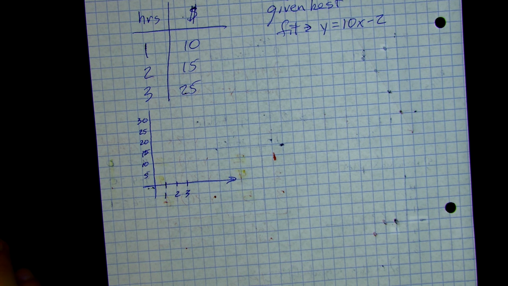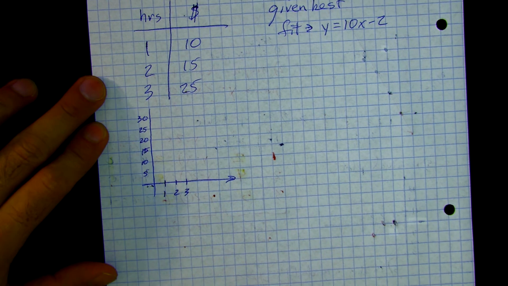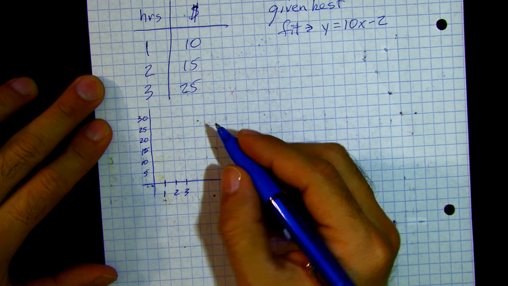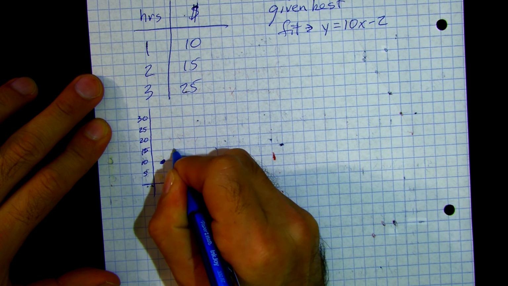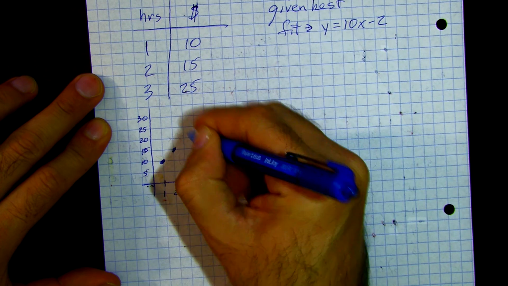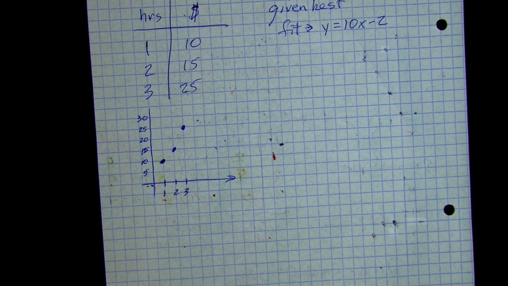Yeah, Marco. All right, so now we have this going on. Let's go ahead and plot. Okay, see it. 1, 10, 2, 15, 3, 25. Okay, so those points don't make a perfect line. So step 1, we just did it. Step 1, we made our scatter plot.